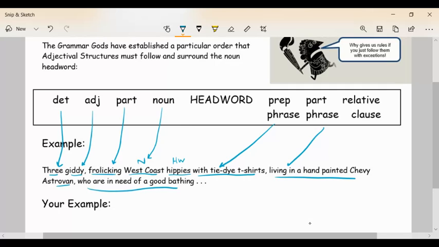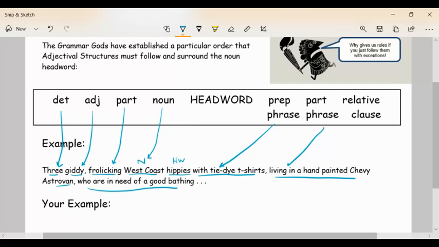The first thing I'd like for you to try is to see if you can create one of your own. Start off with a head word, then build in front of it these structures, and see if you can build after it those particular structures. It's simply proving that this is the exact order it goes in. If you try moving it out of that order, it would sound really weird: three frolicking giddy, or three West Coast frolicking giddy hippies. You move things out of order, it sounds a little odd. So the grammar gods said this is the order it's supposed to go in.